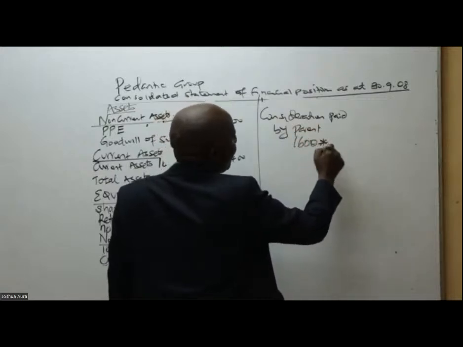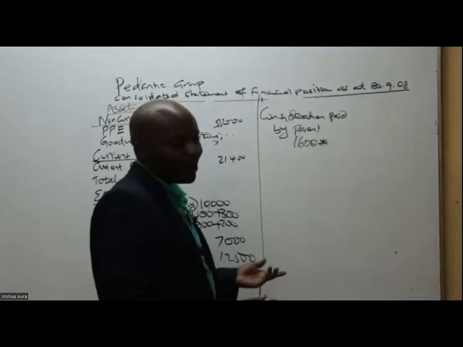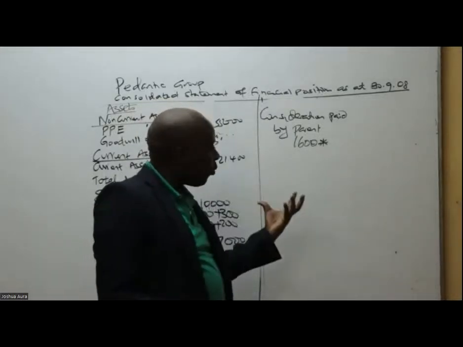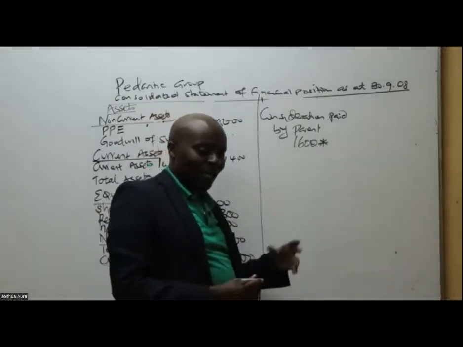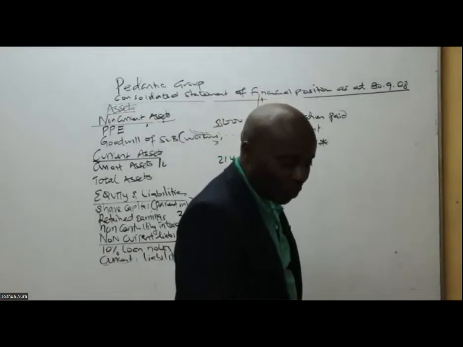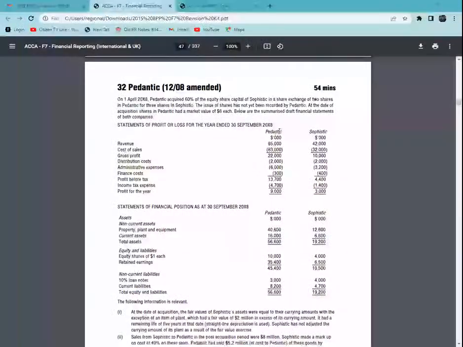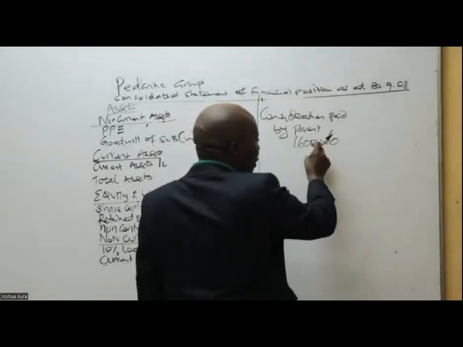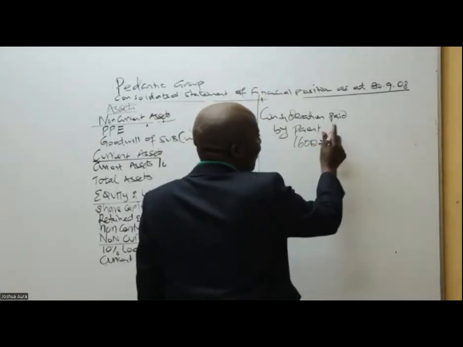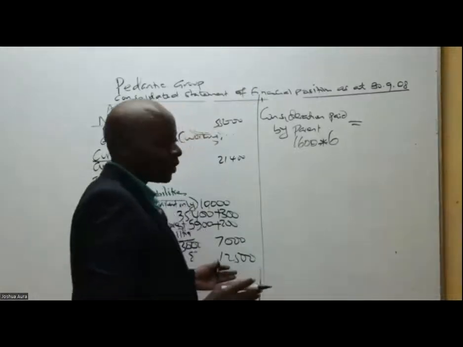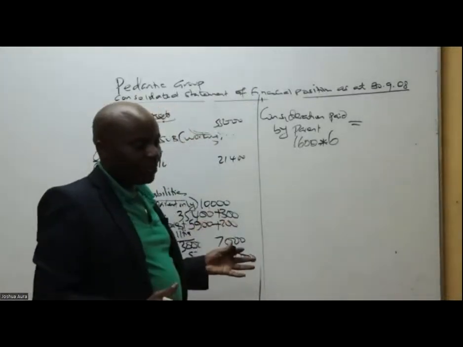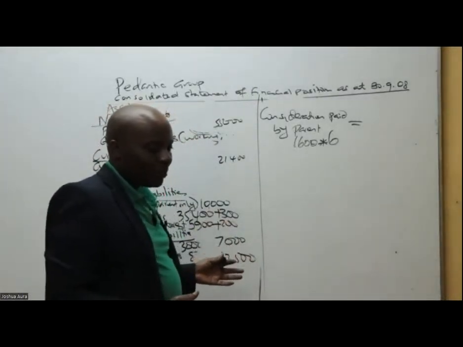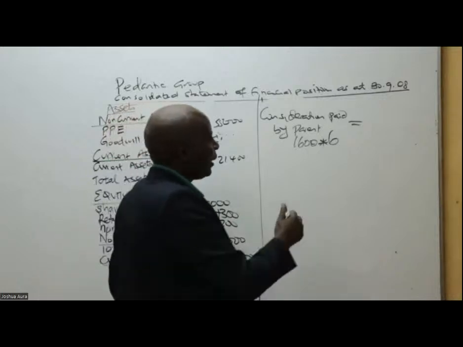Umesema ni 1,600, and fortunately they'll give you the market price of the shares. You must know the parent's value of share. They've told us in the question that at the date of acquisition, shares in Pedantic had a market value of $6 each. So times 6 to get the total. Who can give me this figure? The consideration that was paid by the parent. Jackie tells me 9,600.